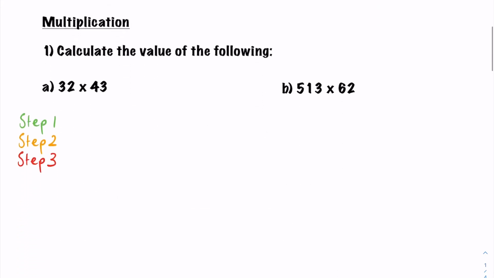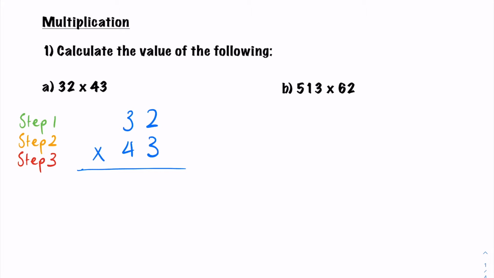Calculate the value of the following: 32 times 43. So the setup of this question, if you just ignore the step 1, step 2, step 3 there for a minute, that'll make sense in a moment's time. The setup of these questions is very similar in layout to the addition that we were doing in the last video. You just write 32 times 43 on top of one another. And it's not as important to keep the place values lined up as we were doing for addition previously, but it is a nice idea.